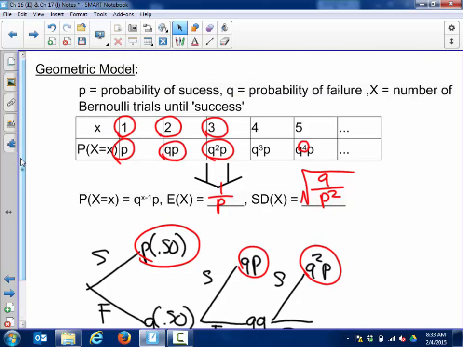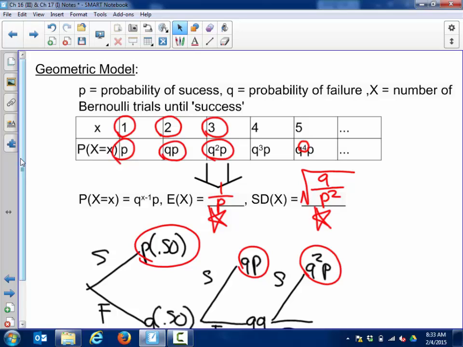Okay? Those two things are not on your stats reference sheet. However, the binomial model, which we're going to look at in just a few minutes, does have the mean and standard deviation on the reference sheet. So these two things you really need to know by heart come time for the test that we'll take over chapters 13 through 17. Okay?